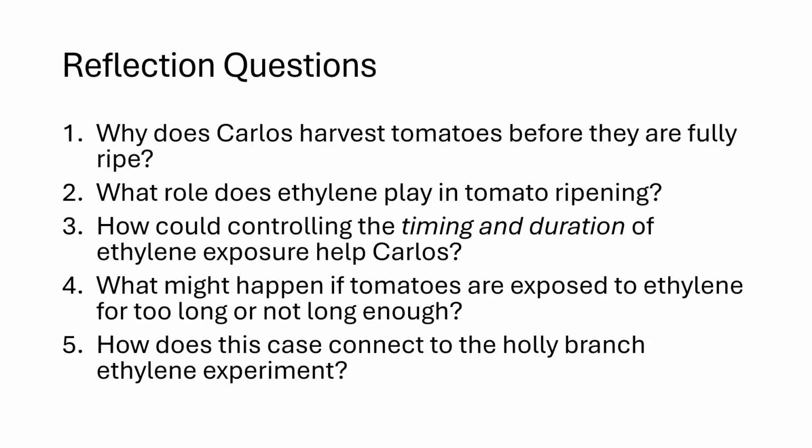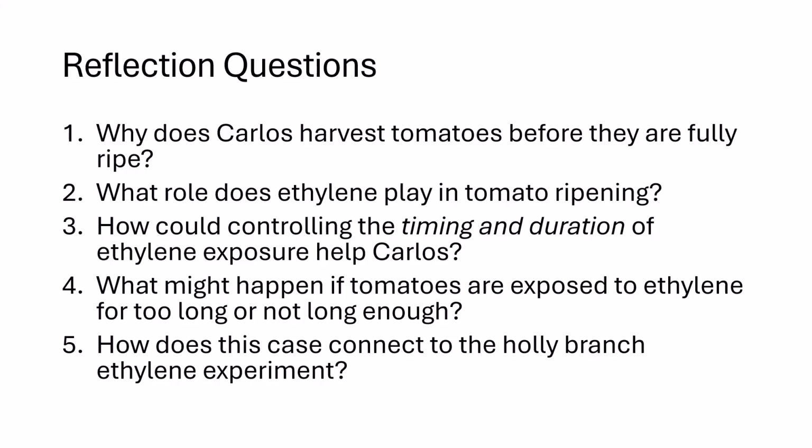Pause and answer the reflection questions. As you answer these, start with the practical side of farming. First, why does Carlos harvest tomatoes before they are fully ripe? For question 1, think about shipping, bruising, and spoilage. Second, what role does ethylene play in tomato ripening? For question 2, connect directly to what you learned about ethylene as a hormone that promotes ripening and senescence.